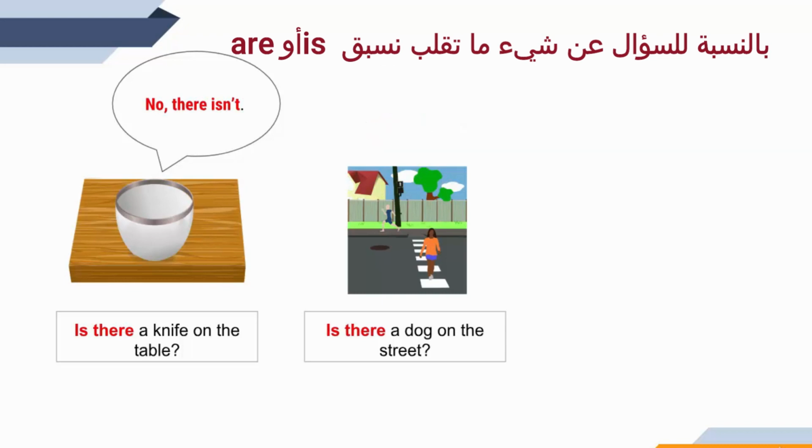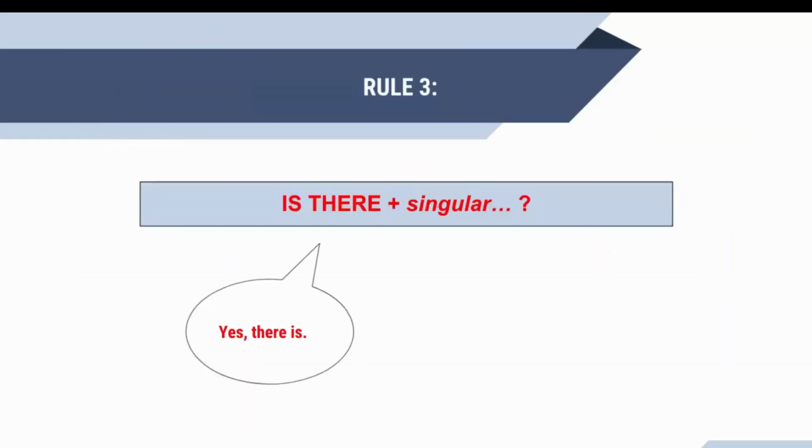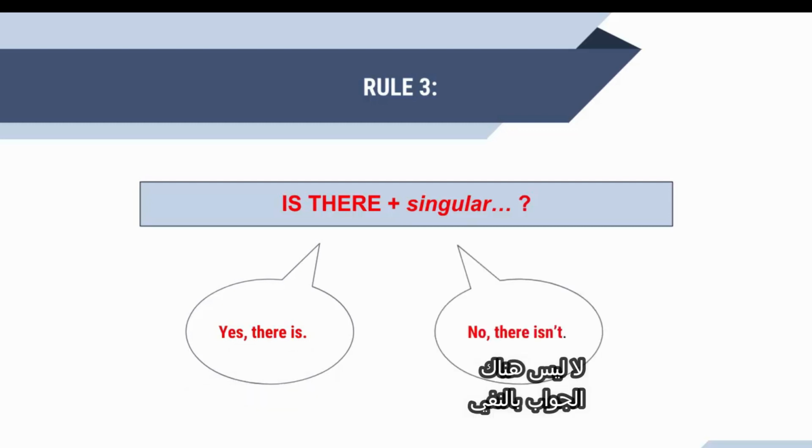Is there a dog on the street? No, there isn't. Okay? Question. Positive answer, yes, there is. Negative answer, no, there isn't. Is there a chimney on the roof? Positive answer, yes, there is. Negative answer, no, there isn't. Is there a bird on the roof? No, there isn't. So, is there is used plus singular, and the answers are yes, there is, and no, there isn't.